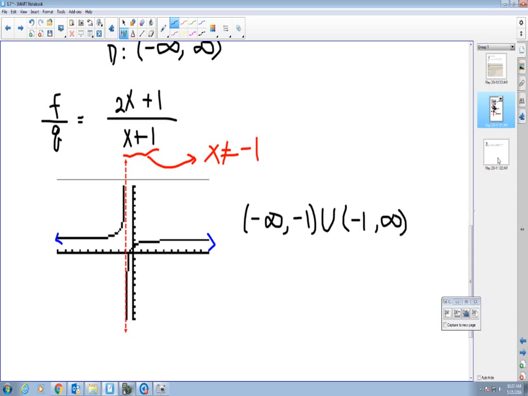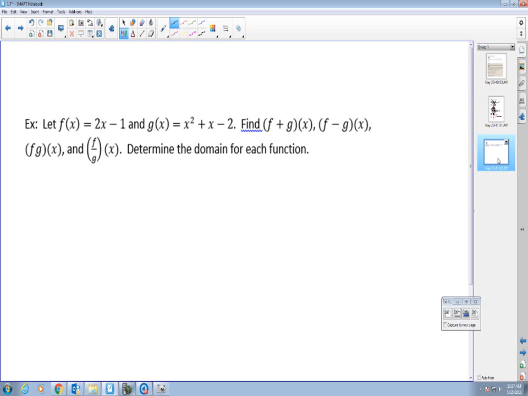Let's try another example. Same thing, add, subtract, multiply, and divide them. And this time I'm going to combine a linear function with a quadratic function. So let's do the adding one. f plus g. That would simply be 2x minus 1 plus my quadratic function.